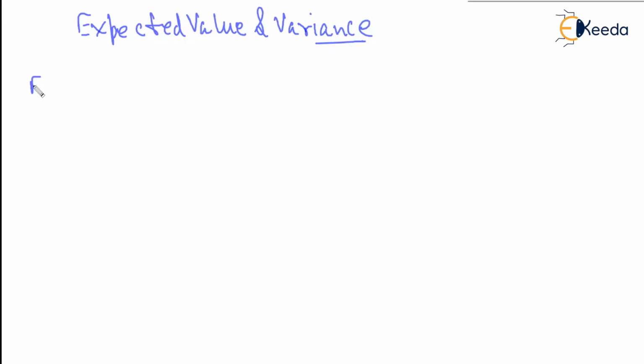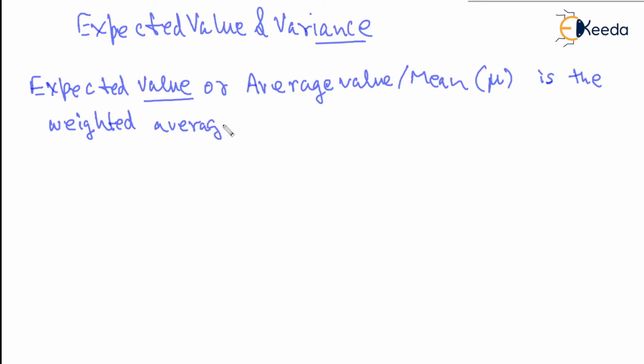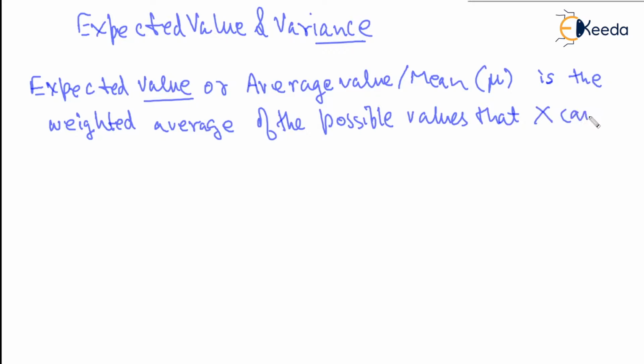So this expected value, or maybe average value, or mean, in the sense mu, is the weighted average of the possible values that x can take.